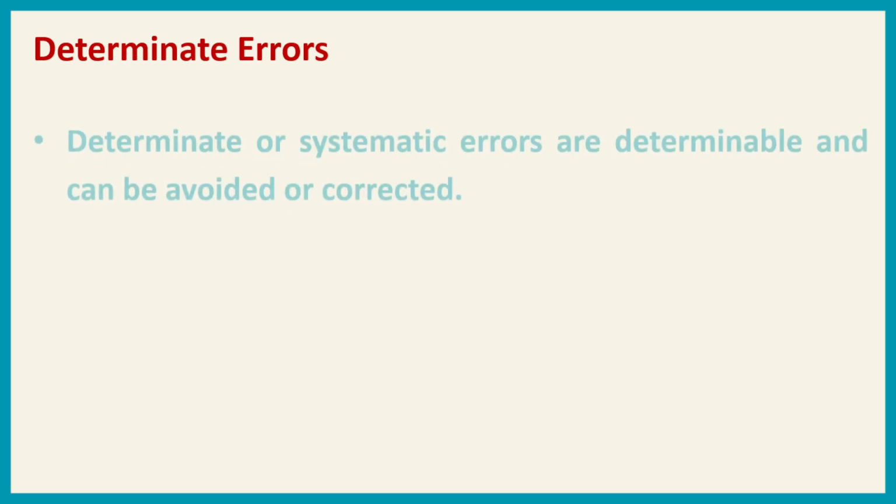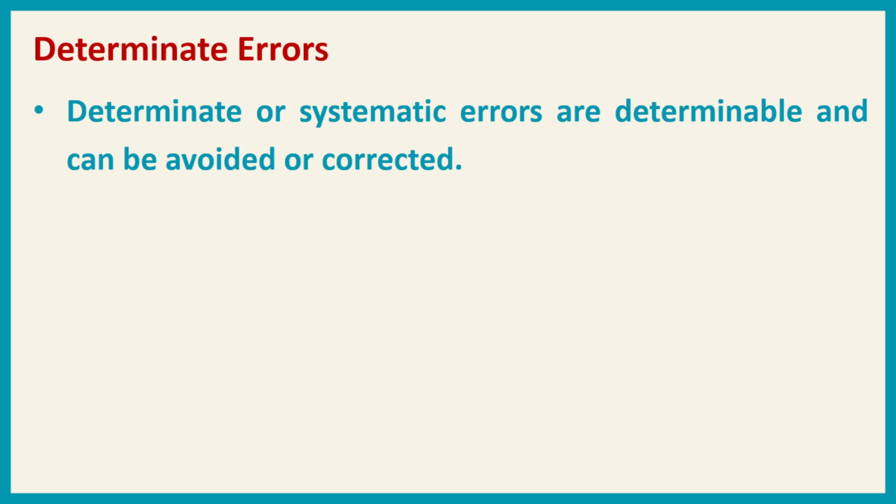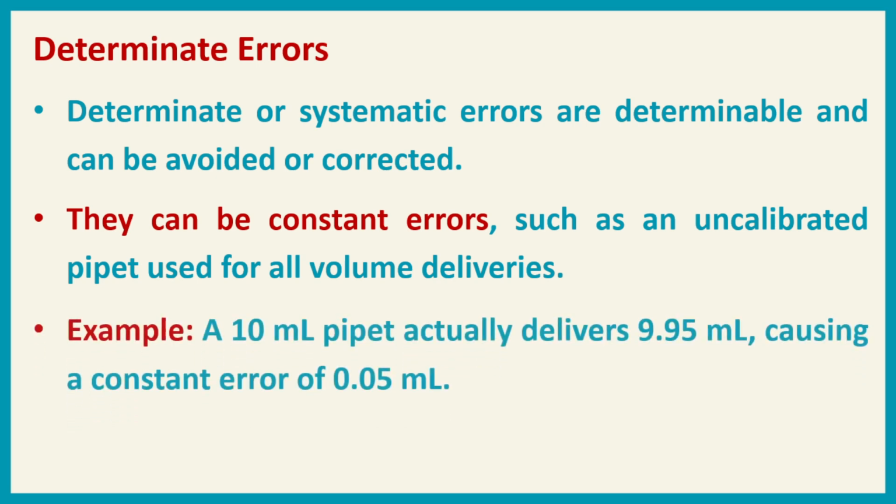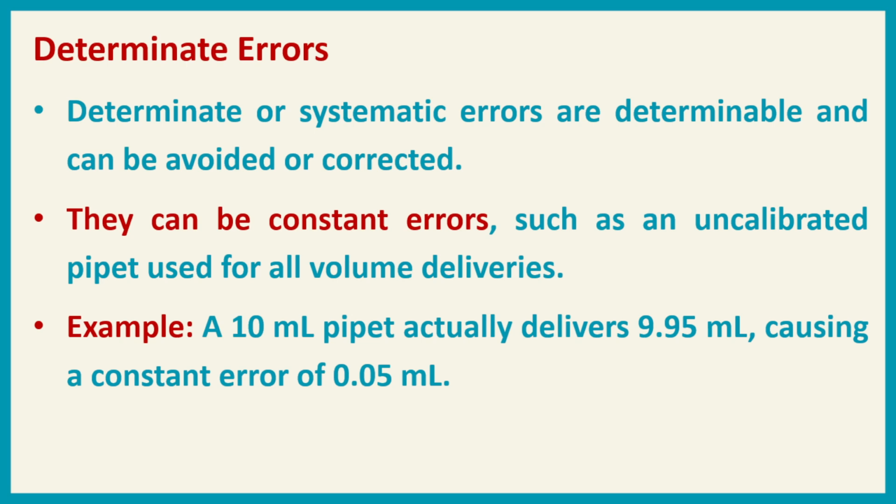Coming to the next topic, there are two main classes of error that can affect the accuracy or precision of a measured quantity. Let us first talk about the determinate error. Determinate error or systematic error is determinable and can be avoided or corrected. They are constant errors, such as an uncalibrated pipette used for all volume deliveries. Example, a 10 ml pipette actually delivers 9.95 ml, causing a constant error of 0.05 ml.